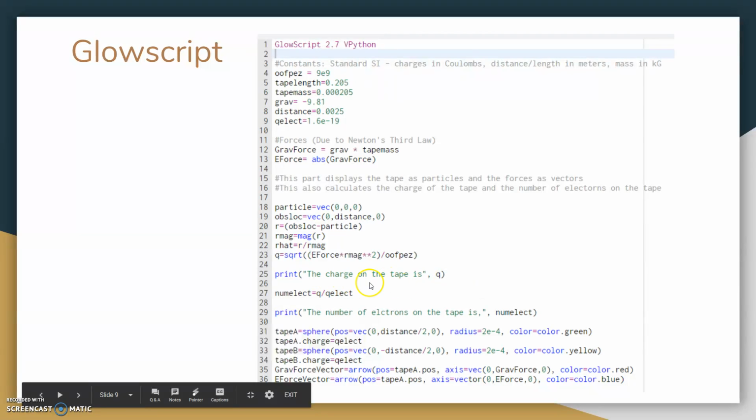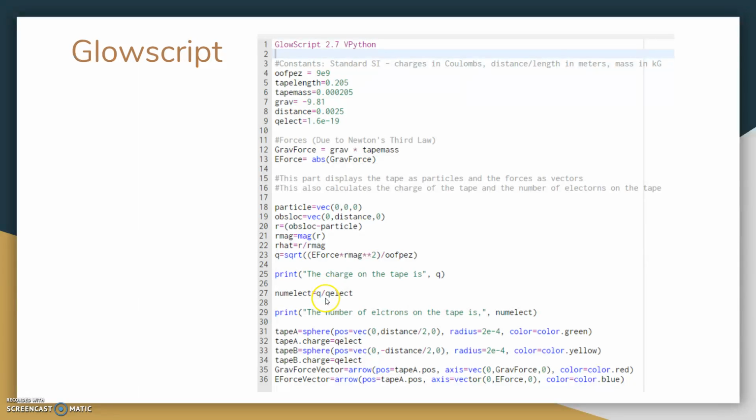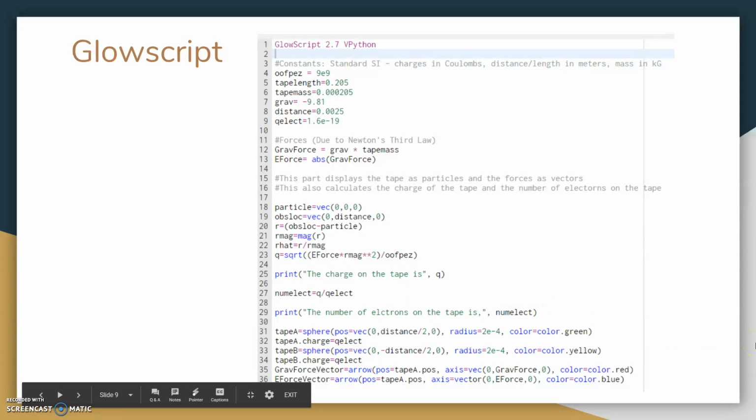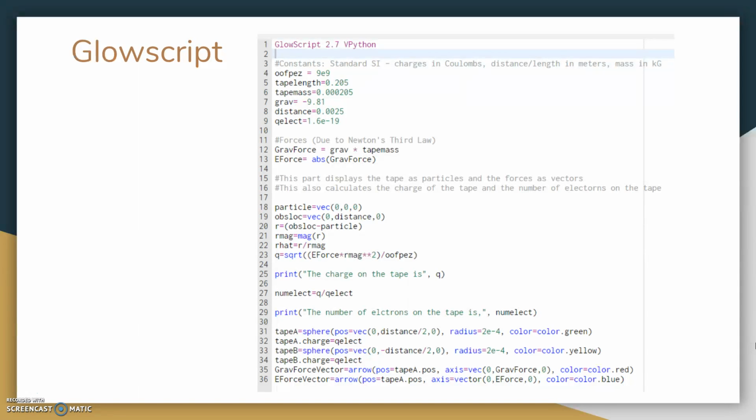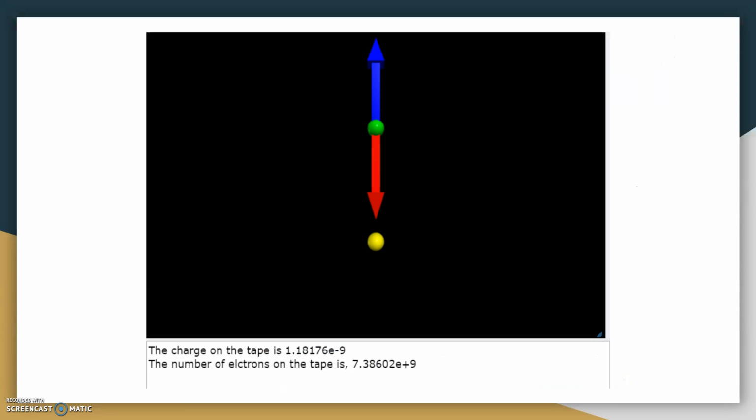And then to find the number of electrons, I just did Q divided by the charge of an electron, Q elect, that I denoted at the top. And then I had it print that out. And then for tape A and tape B, I treated them as points. And then for the two forces, gravity and the electric force, I denoted them as vectors, as you can see here. So the yellow was the tape that I was holding, and then green was the tape that was being floated. The blue arrow, or blue vector, is the electric force pushing up against it, and then the red arrow is gravity pushing down.